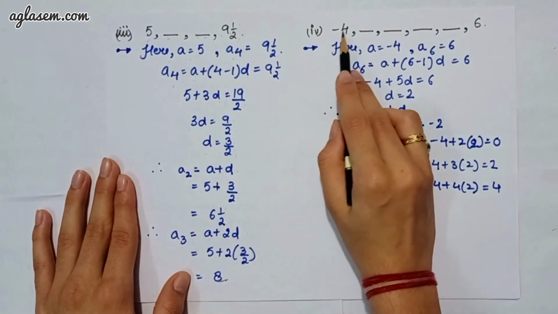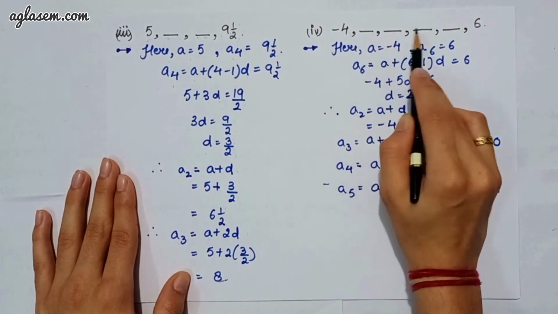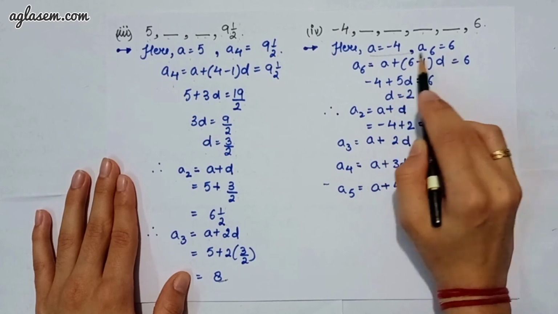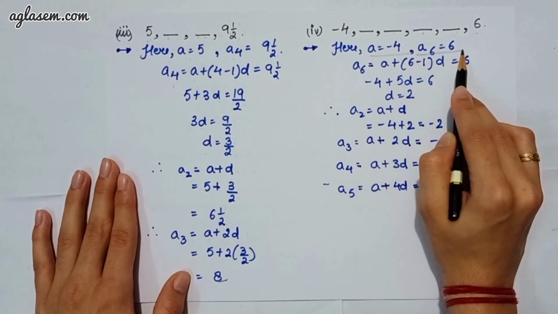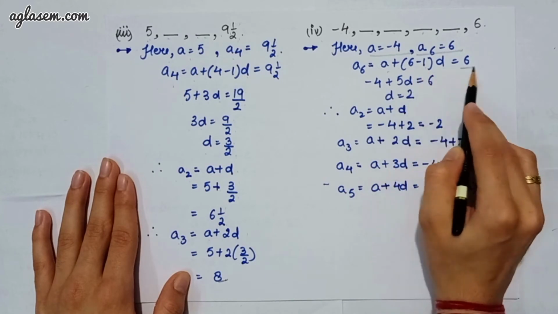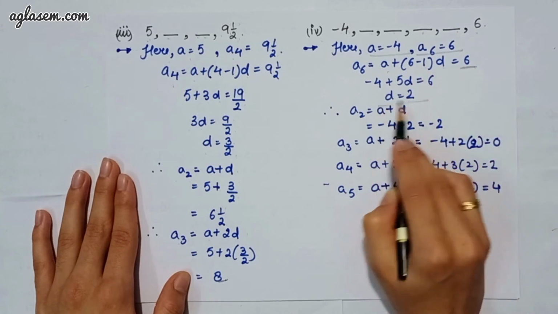Fourth part says minus 4, dash, dash, dash, and dash 6. So here a is given, that is minus 1, and a6 is given, that is 6. So a6 is equal to a plus 6 minus 1 into d, that is equal to 6. Therefore d value will be 2.